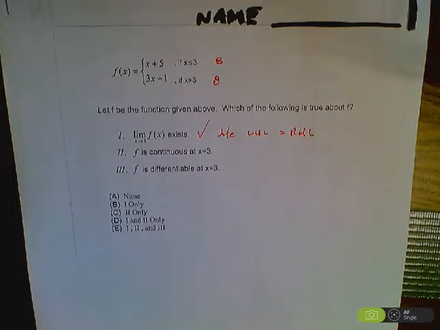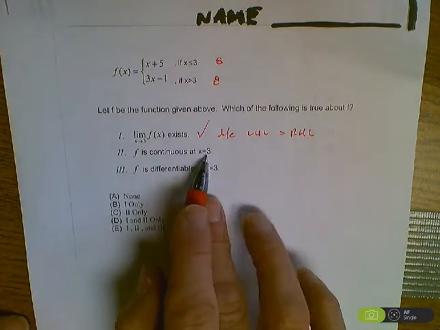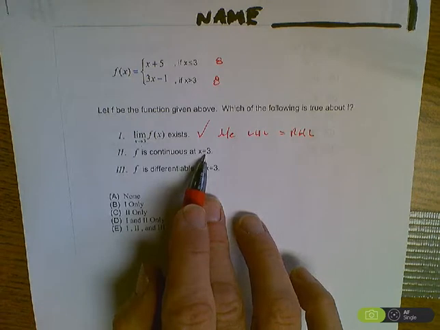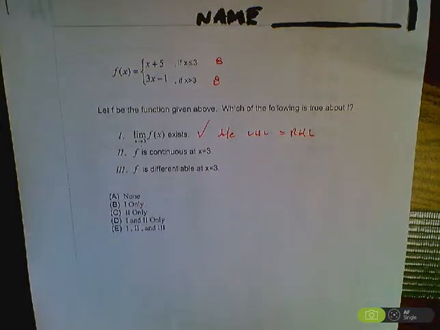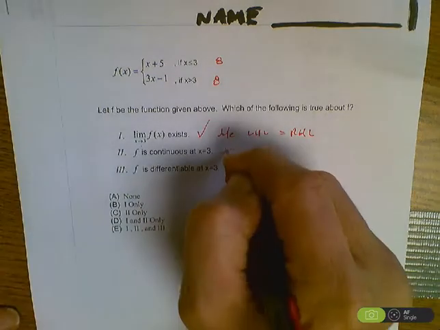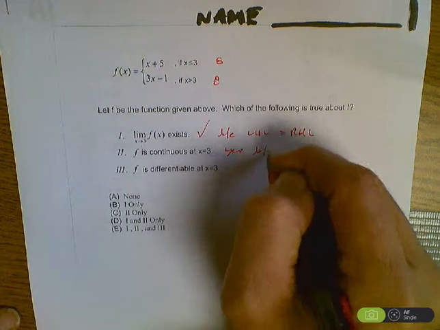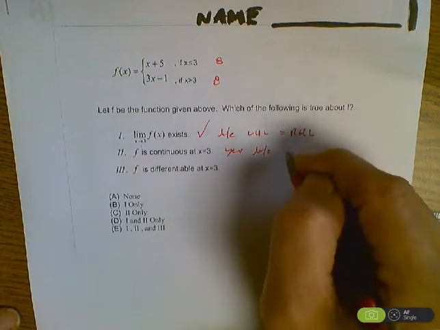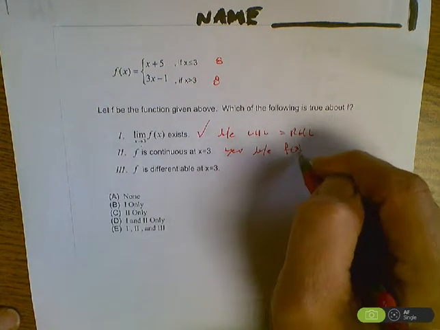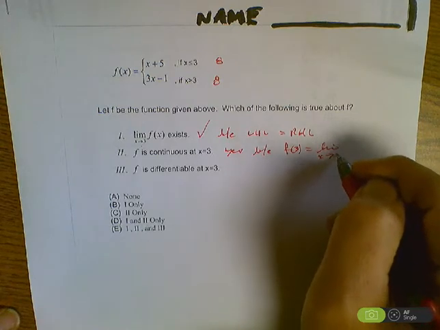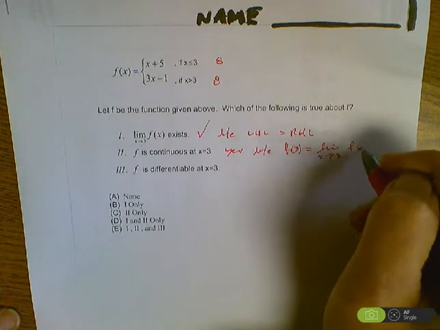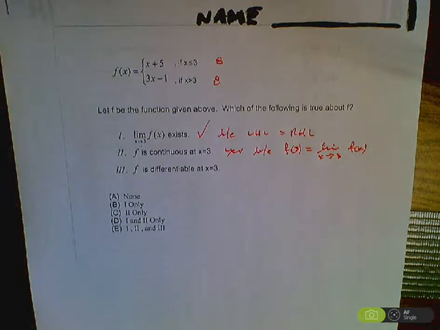Okay, now the next one: is f continuous at x equals 3? To determine if it's continuous, we ask, is the left-hand limit equal to the right-hand limit equal to the function? Or does the limit equal the function? The answer is yes, because f of 3 equals the limit as x approaches 3 of f of x. Okay, so that's that one.